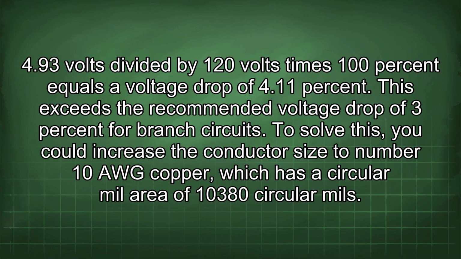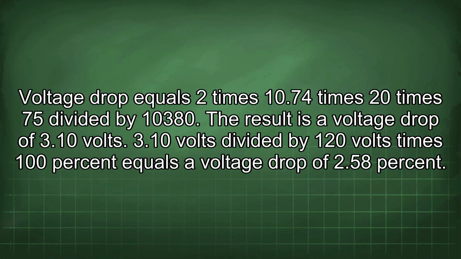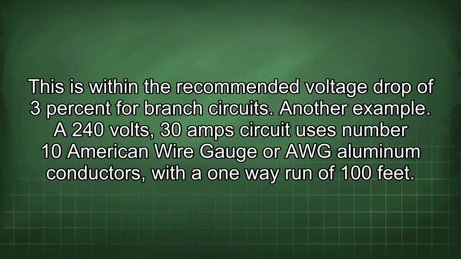To solve this, you could increase the conductor size to number 10 AWG copper, which has a circular mil area of 10,380 circular mils. Voltage drop equals 2 times 10.74 times 20 times 75 divided by 10,380. The result is a voltage drop of 3.10 volts. 3.10 volts divided by 120 volts times 100% equals a voltage drop of 2.58%. This is within the recommended voltage drop of 3% for branch circuits.